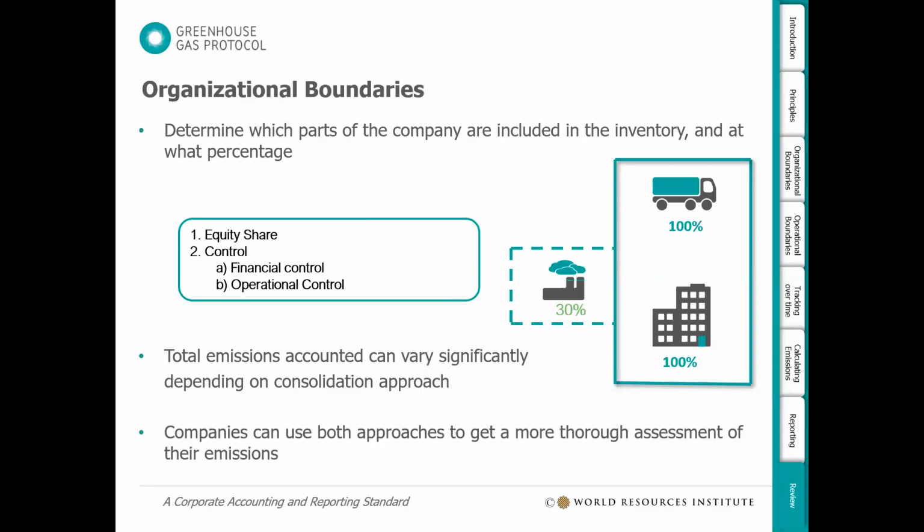And even if a company has a relatively simple organizational structure, it should nonetheless set its organizational boundaries before developing an inventory. As we saw, the total amount of emissions accounted for by a company can vary significantly depending on the boundary approach chosen.